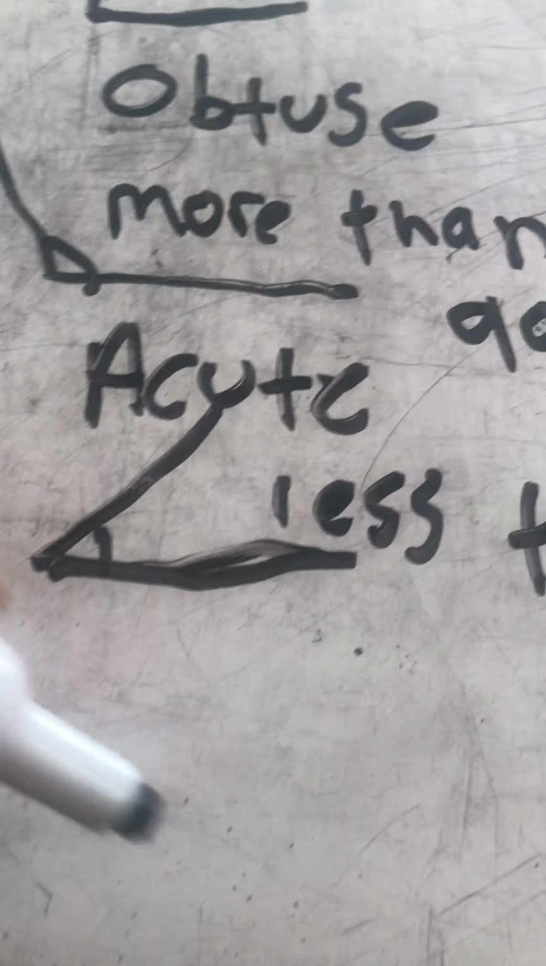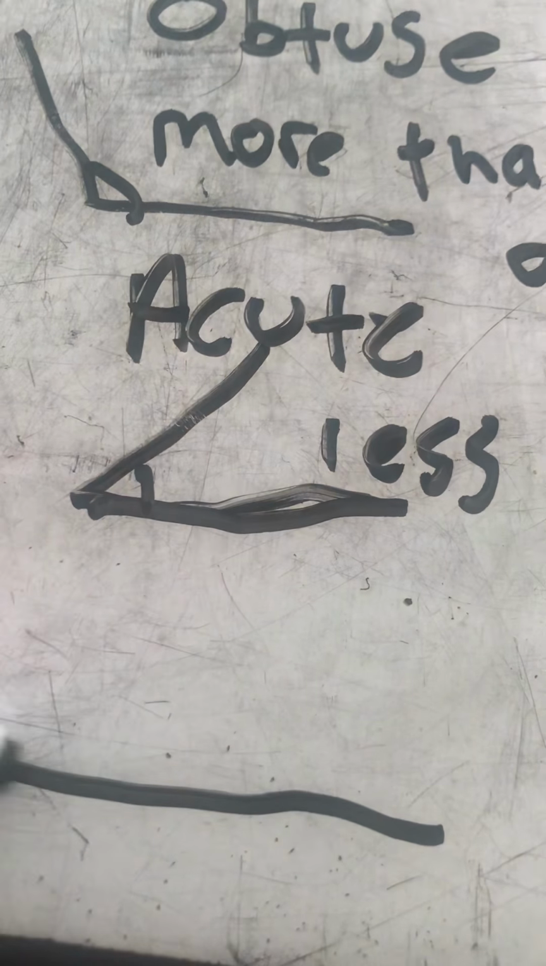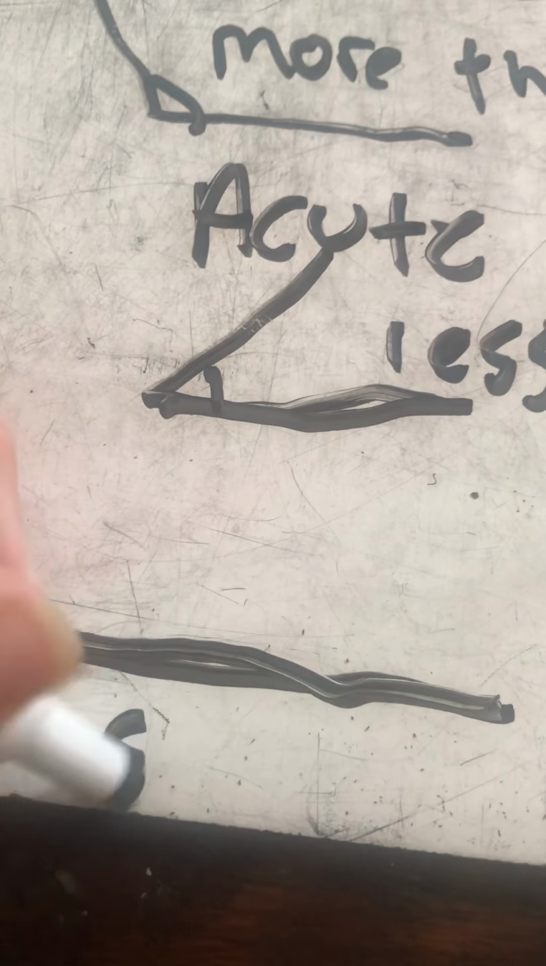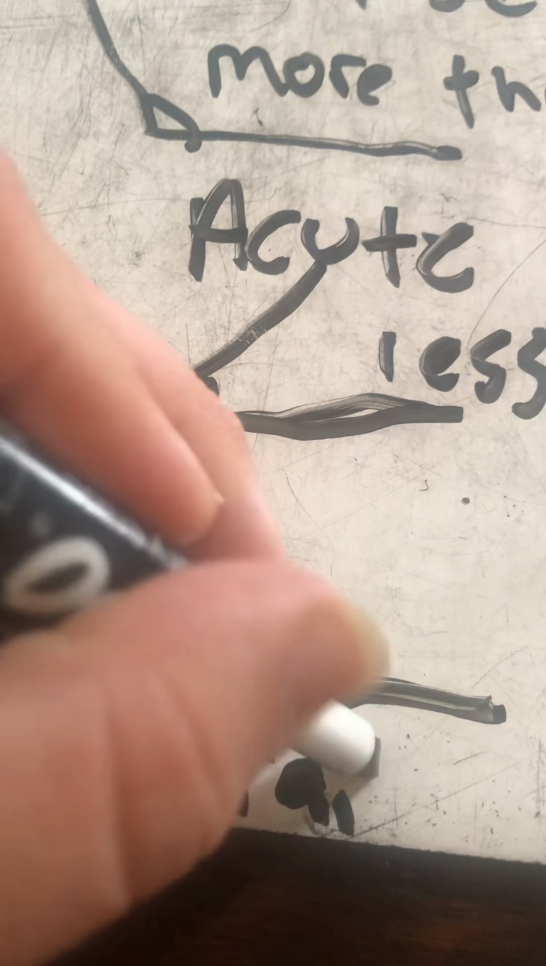Oh, and of course, if you have just a straight line, we call this a straight angle.